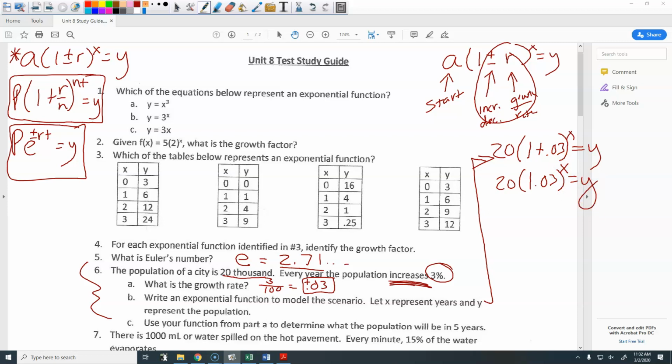Now part C says, use your function to determine what the population will be in 5 years. So X, as we saw in part B, represents the number of years, and in this case, X is 5. So I'm going to replace the X with 5.